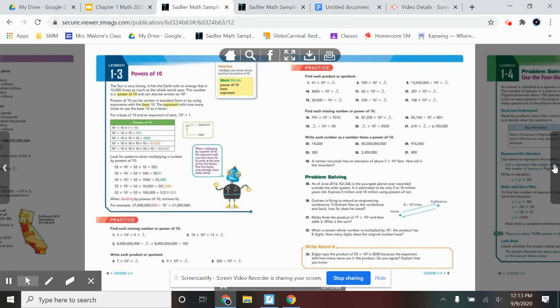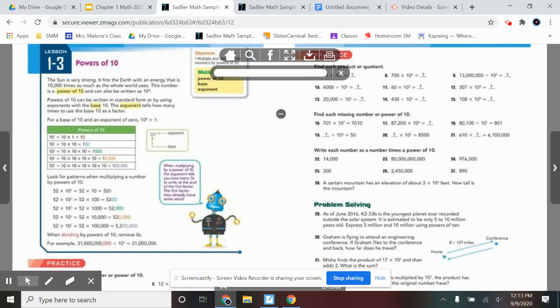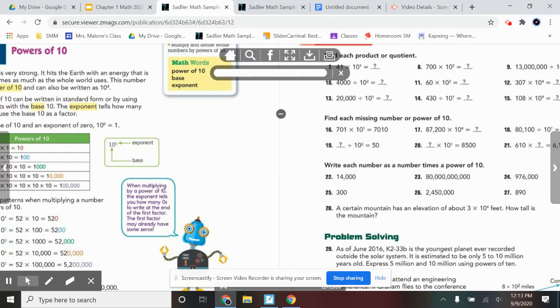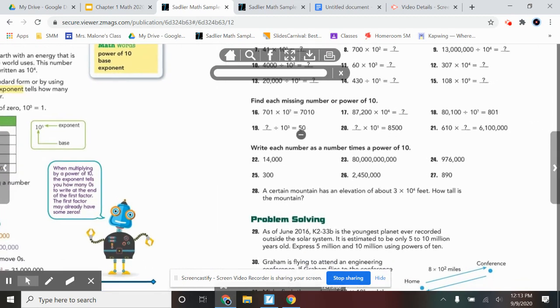Okay? And if you need to make it bigger, then simply click your magnifying glass. Come down here, you'll see a plus sign, hit it. It makes things larger. And now you can kind of move around the page.